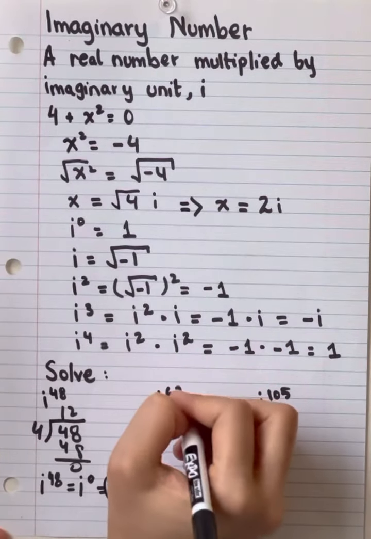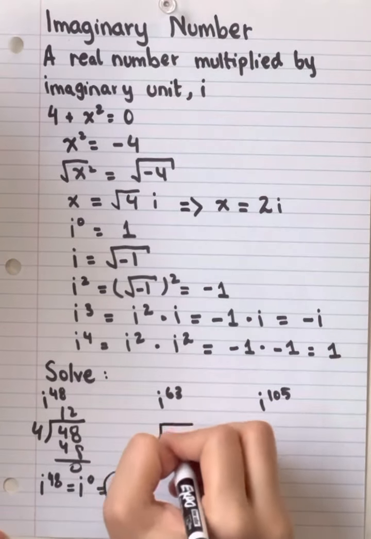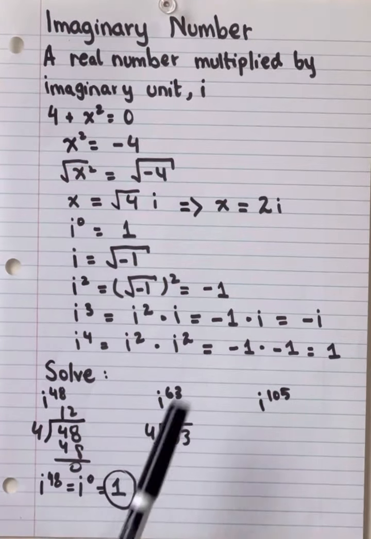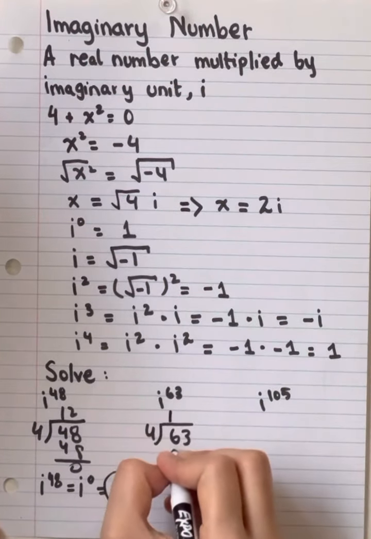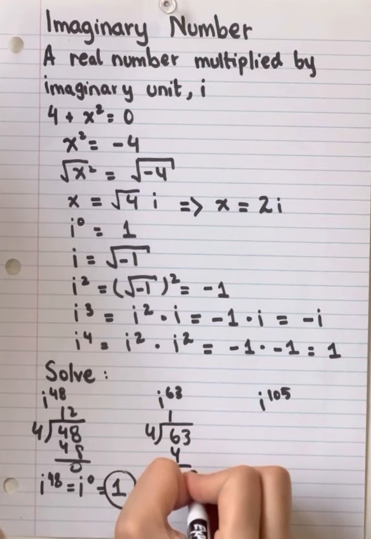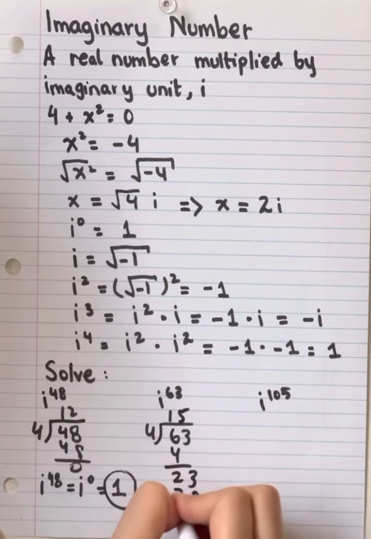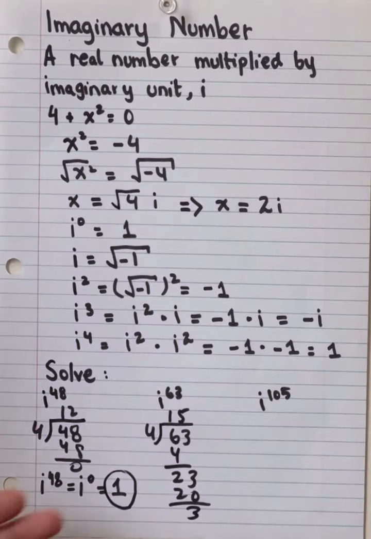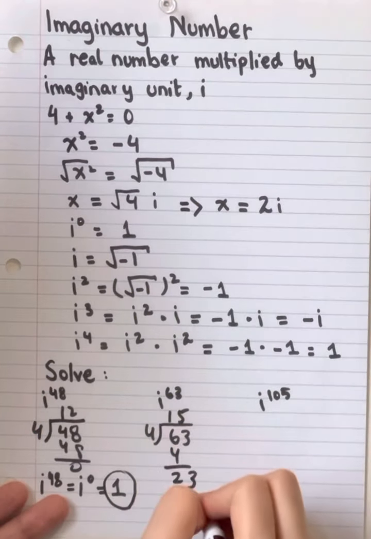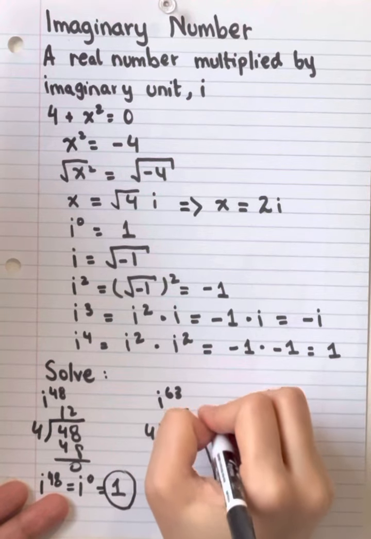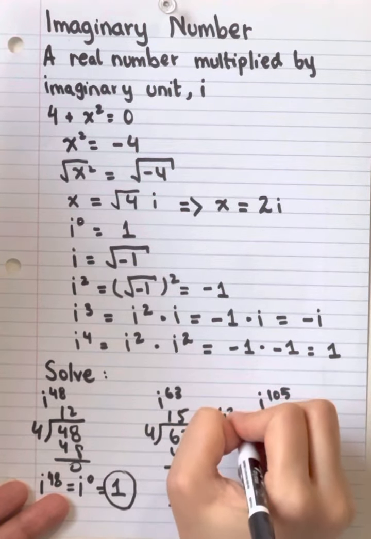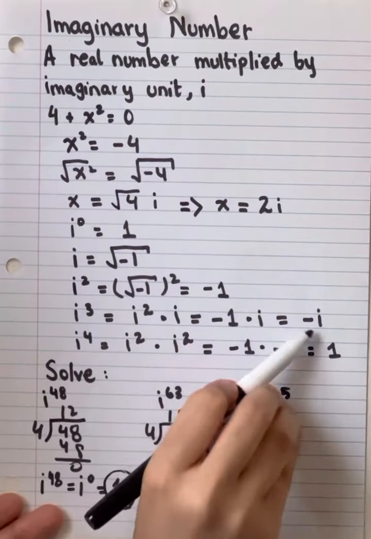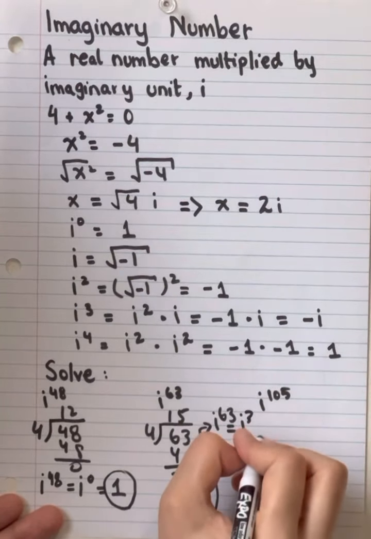Now i to the 63. So divide 63 by 4. 4 times 1 is 4, 23. 4 times 5 is 20, 3. Now we can see the remainder is 3. So I'm just going to write it over here. i to the 63 is equal to i to the 3, which is equal to -i, since i to the power of 3 was -i. So this is the answer.